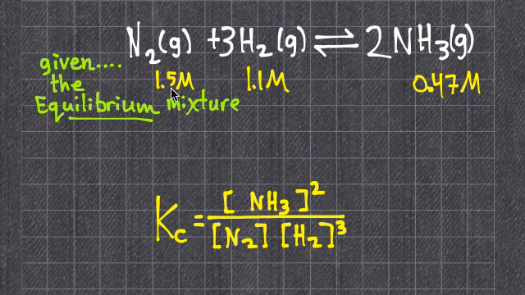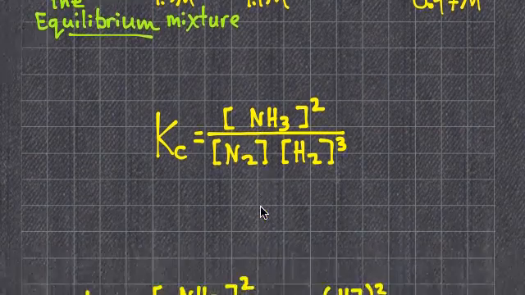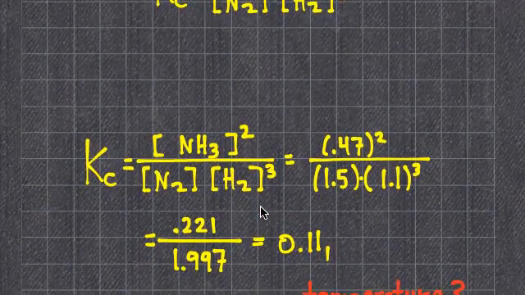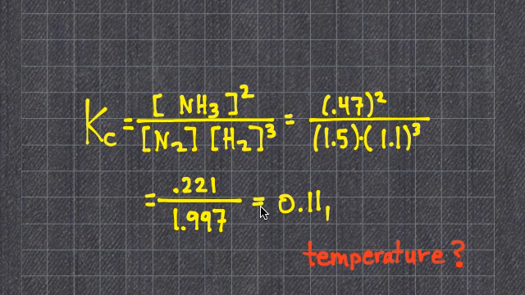So if this really is an equilibrium mixture, then this has to be 1.5, this is 1.1, this is 0.47, and I got 0.11-ish, although I haven't mentioned the temperature. If the temperature warms, many reactions go faster and the constant gets larger, but not necessarily. If it's endothermic, it might be backwards from that.